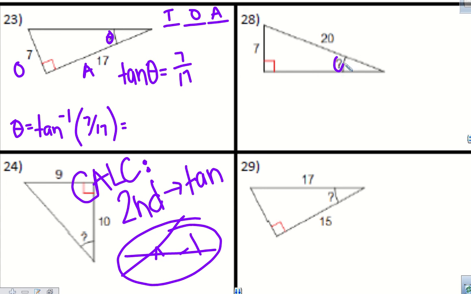So we're going to change this question mark to a theta, and then we're going to look and say, do I have my hypotenuse labeled? Yes, I do. It is 20, so I'm going to put that as my H. I'm going to then look, do I have my opposite side labeled? I do. That's my O. The one that uses O and H has to be SOH, which means I'm using my sine function. So I have the sine of theta equals 7 over 20.